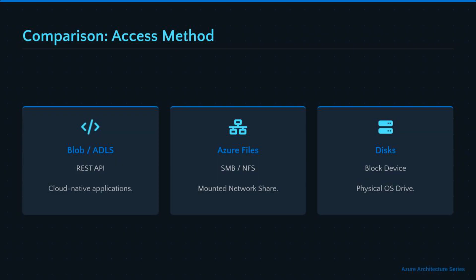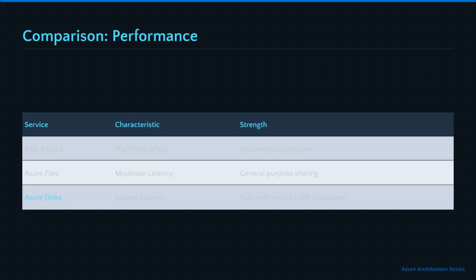Azure Disks. IOPS and latency are king. UltraDisk and Premium SSD offer sub-millisecond latency. This is the only choice for running a database engine or an operating system. 3. The pricing trap. Here is where you lose money.